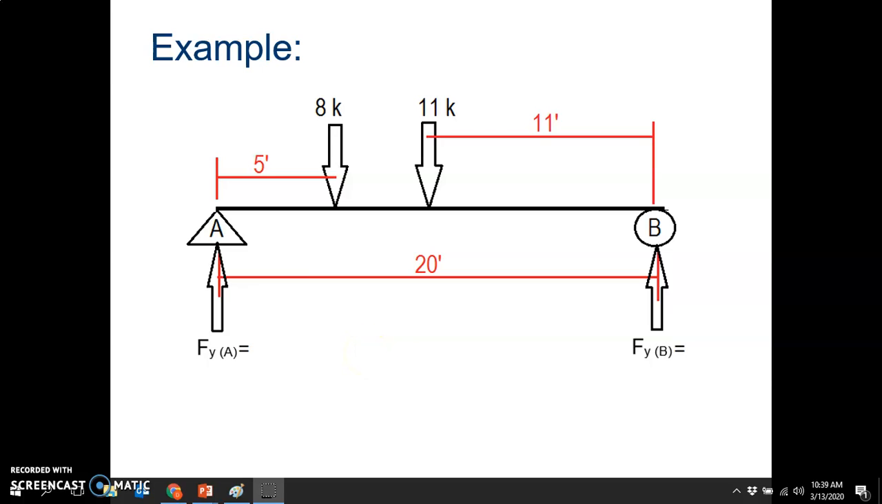In this video, we are going to go through more examples of how to calculate the reactionary forces. So in this example, we have two applied point concentrated loads. We have an 8 kip load applied 5 feet from support A, and we have an 11 kip load applied 9 feet from support A or 11 feet from support B. So my question to you will be, okay, what are the reactionary forces of the support connection at A, and what's the reactionary force at point B?